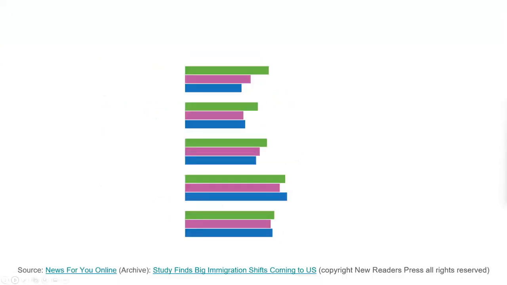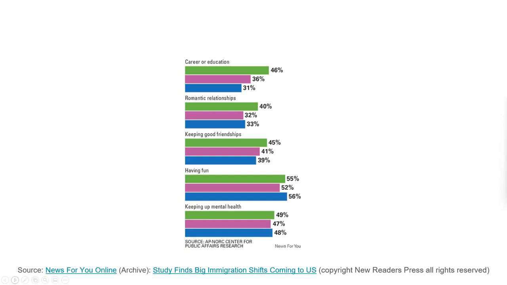slow reveal graph, here's all you see right now. And as I pop through this one by one, now I have the percentages. Doesn't mean much to me yet. As I build into each piece, keeping up mental health, having fun, keeping good friendships, romantic relationships, career or education, I still might not necessarily have any idea what this whole chart or graph is about. And as I continue to proceed by adding source information, the title, pandemic stress, boy, do we all know what that feels like.